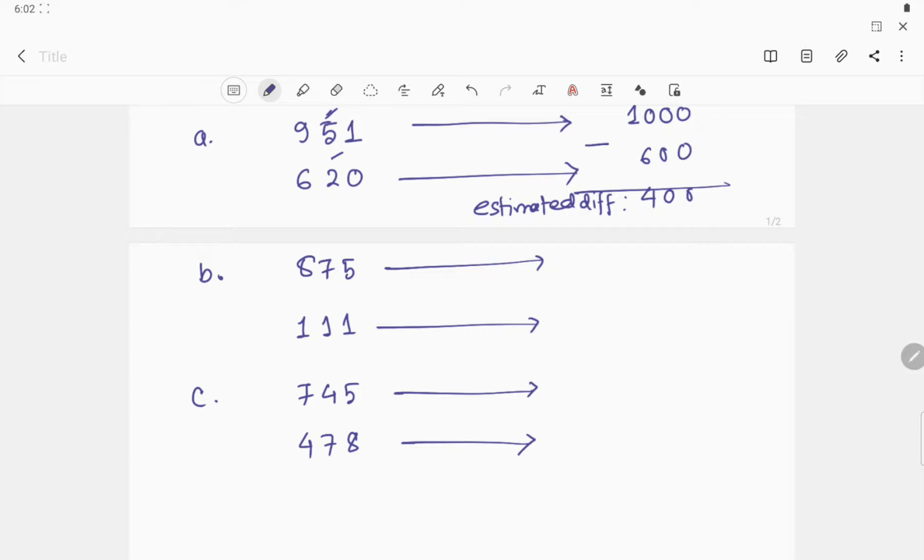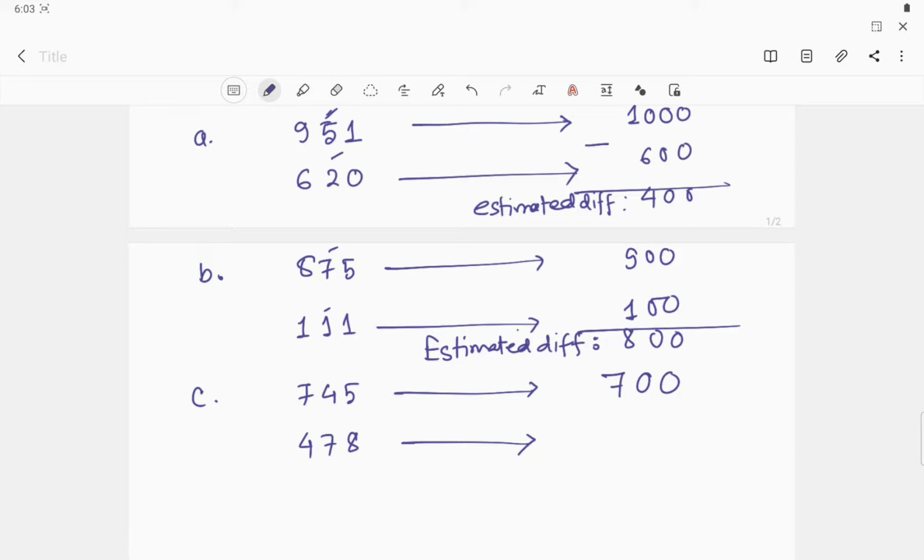The question number B says 875, this is 7 greater than 5, so it will be rounded to 900, and this is 111, so it will be rounded to 100. So the estimated difference will be 800, right? Now question number C, it is 745. In the tens place it is 4, that is less than 5, so it will be rounded to 700, right? And 478, you have to check the tens place, it is 7, which is greater than 5, so it will be rounded to 500. Now find out the difference. Yes, 7 minus 5 is 2, so 200 is our estimated difference, right?